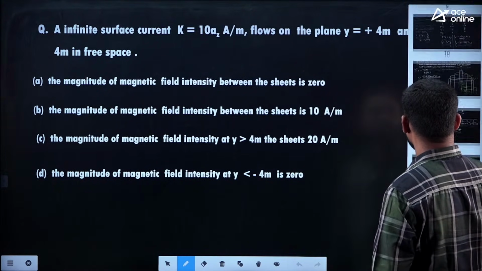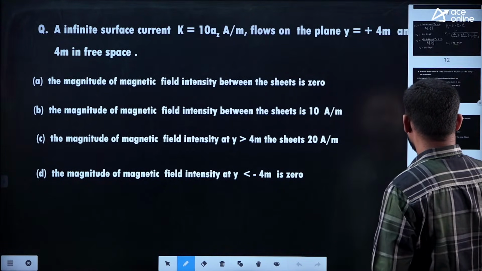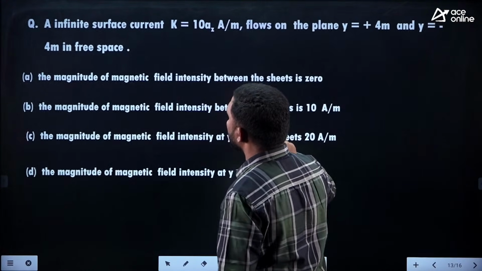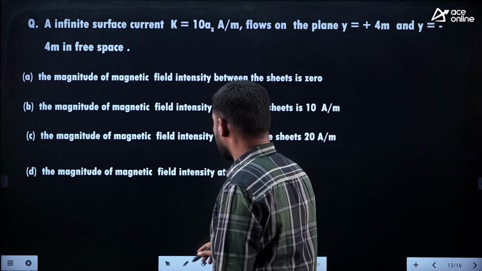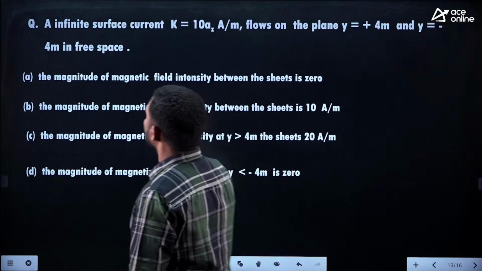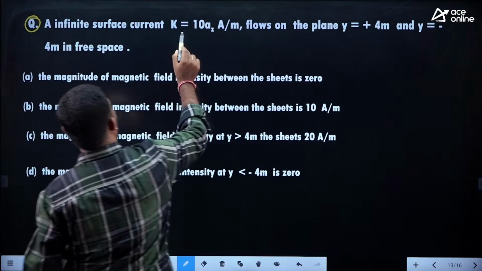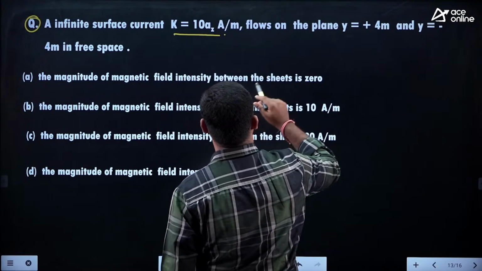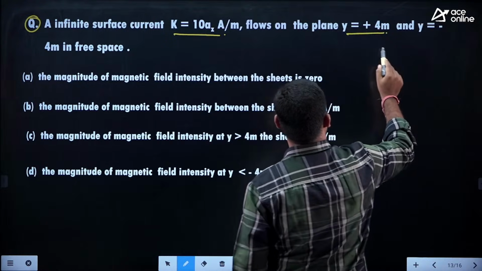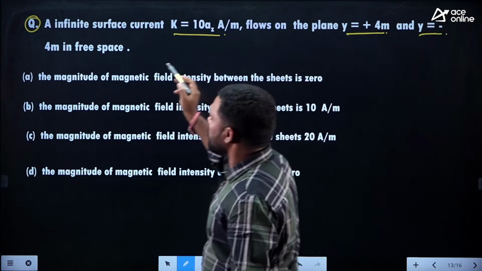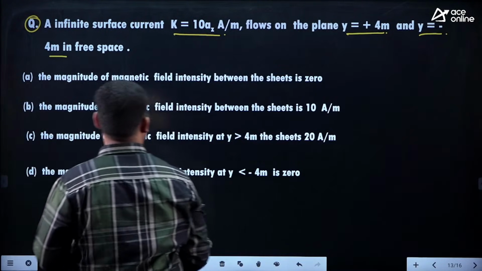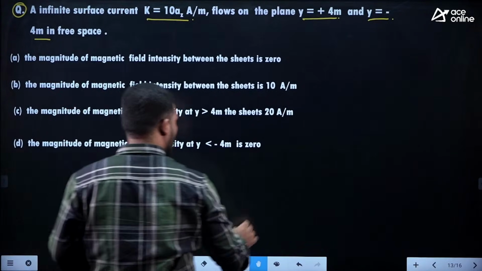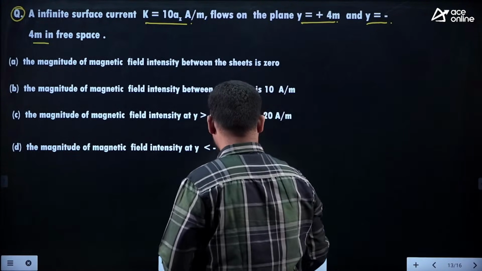So this is again an MSQ. An infinite surface charge, an infinite surface current 10 z cap ampere per meter flows on the plane y equal to 4 meters and y equal to minus 4 meters in free space. So the options are given here. So let us take some diagram here.